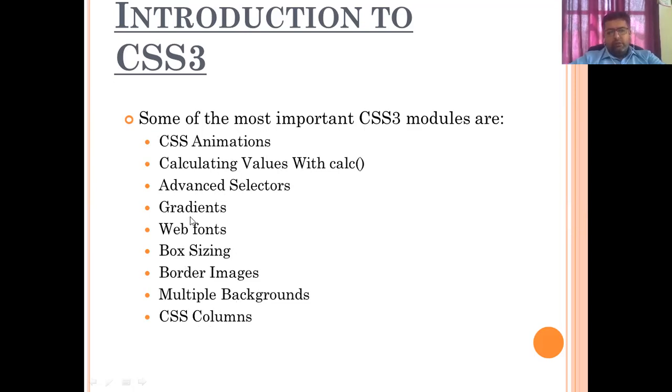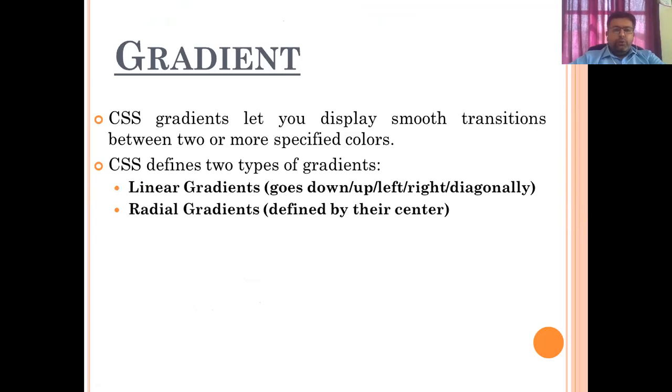Inside that, we will just discuss gradients from the exam point of view, since sometimes they ask about them. CSS gradients let you display smooth transitions between two or more specified colors, different types of transitions. This is nothing but a graphical property. CSS defines two types of gradients: one is linear gradient and another is radial gradient. Radial gradients are defined by their center and go down, up, left, right, and diagonally.